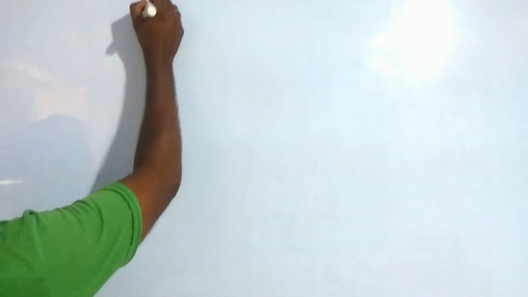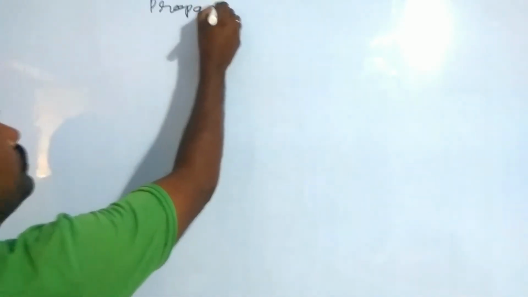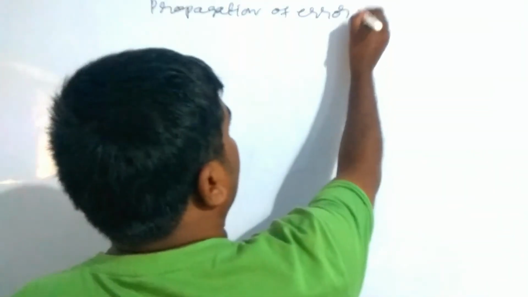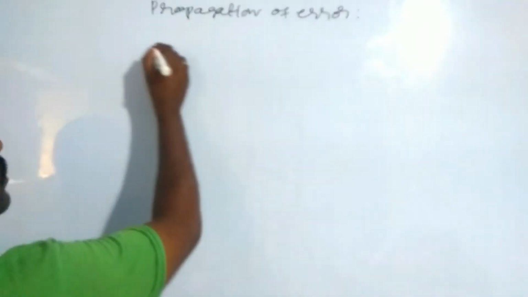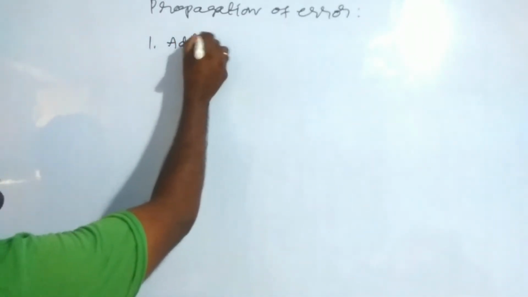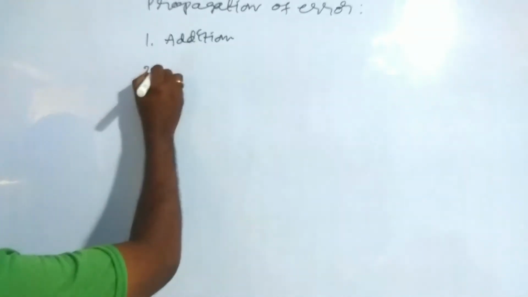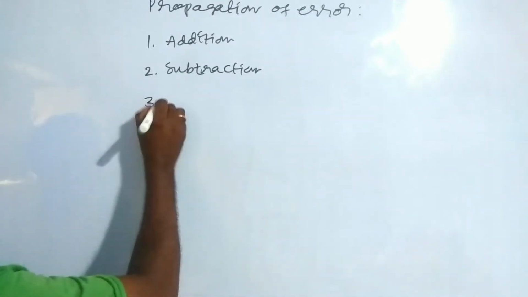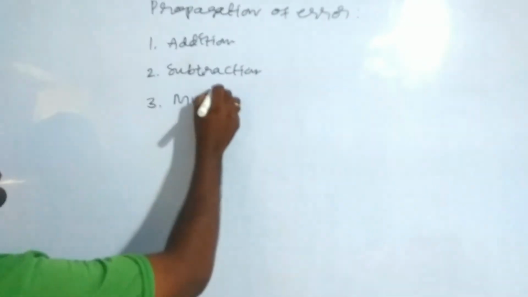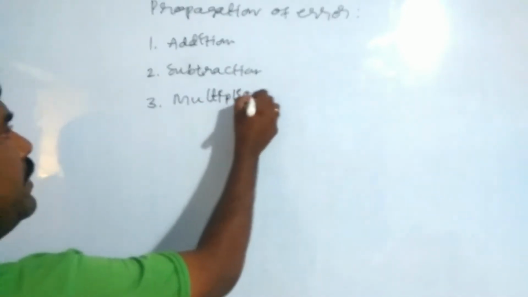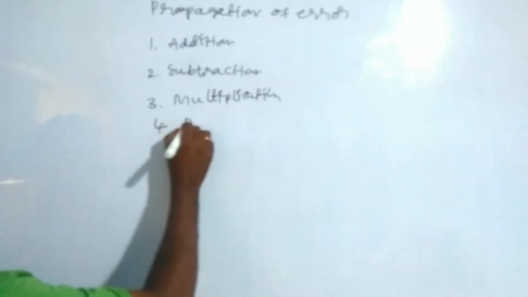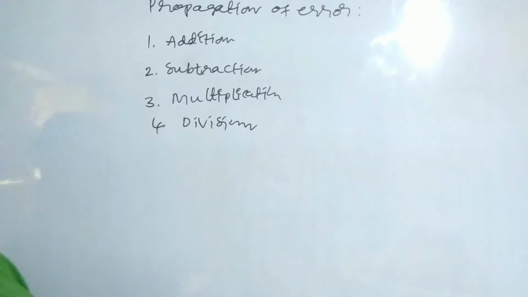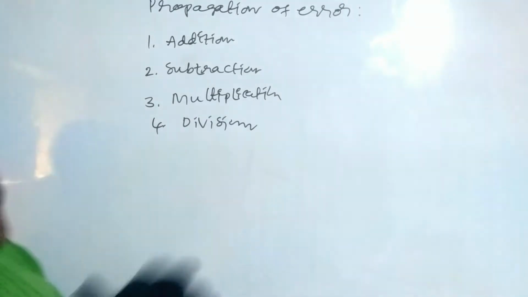Propagation of errors. In the propagation of errors, the first one is addition, the second one is subtraction, the third one is multiplication, and the fourth one is division. And the fifth one is powers. Powers will be explained in our next class.